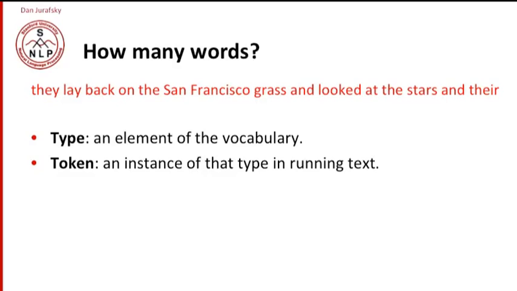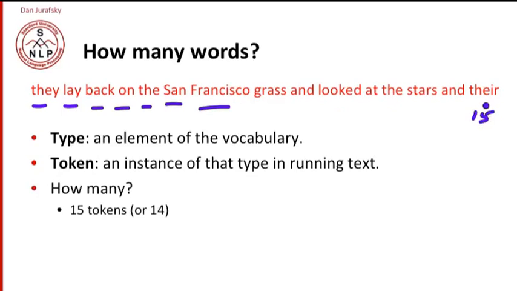So how many tokens do we have in here? Well, it should be easy to count. 1, 2, 3, 4, 5, and so on. So if we count San and Francisco separately, we end up with 15. If we count San Francisco as one token, we end up with 14. So even the definition of a word depends a little bit on what we're going to do with our spaces. How about types? Count for yourself.